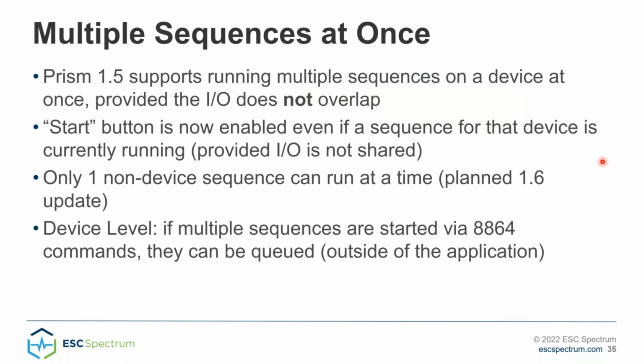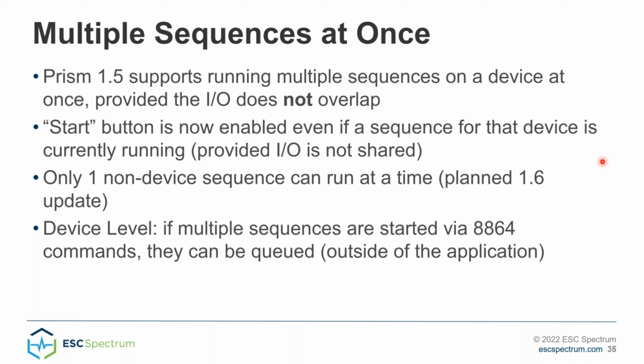Another feature we've added to the Prism main application is that multiple sequences can now run at the same time per device. This is something that the 8864 natively supports that the SpectraPack did not. So initially Prism did not support it, but Prism 1.5 now detects that it's an 8864. It has that capability, and you can run multiple sequences on that same device at the same time, provided that the I/O doesn't overlap. So Prism will check that and will disable the start button if you're trying to run two sequences with the same I/O.